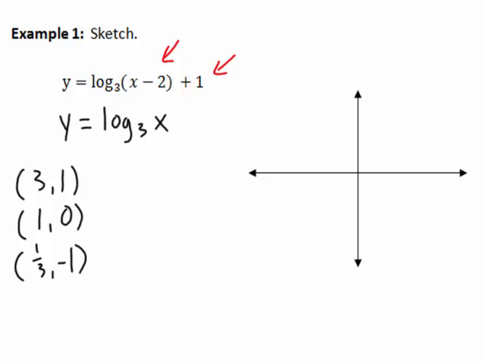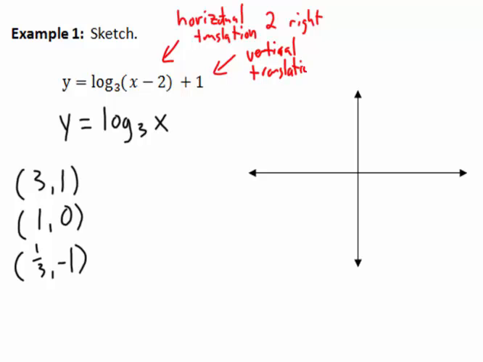Well, x minus 2 inside the function tells us we have a horizontal translation. And remember, when we have -2, that tells us we're translating 2 to the right. And +1 is going to tell us we have a vertical translation. And this time we're going up 1 unit. So all we have to do is take our points and transform them accordingly.